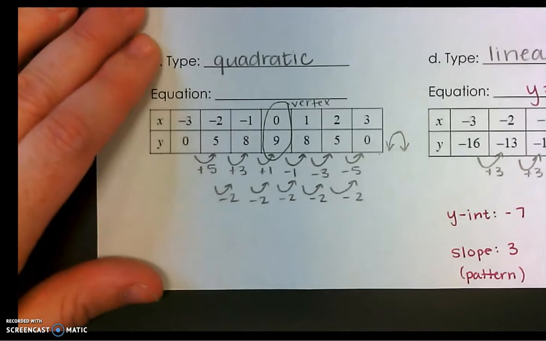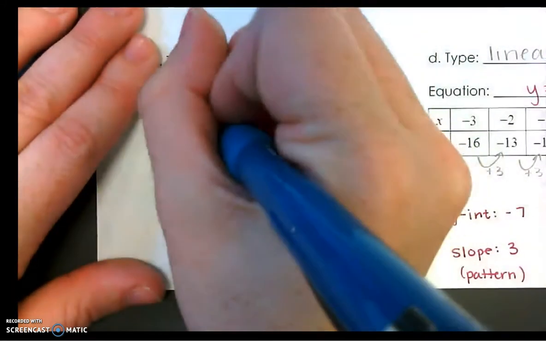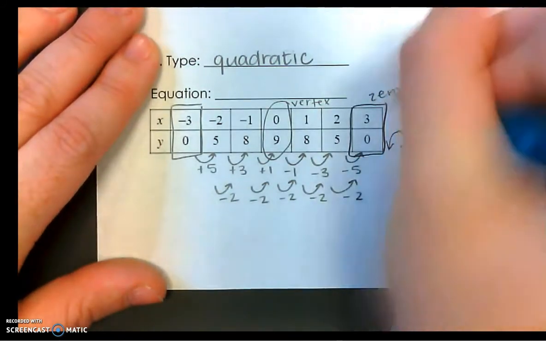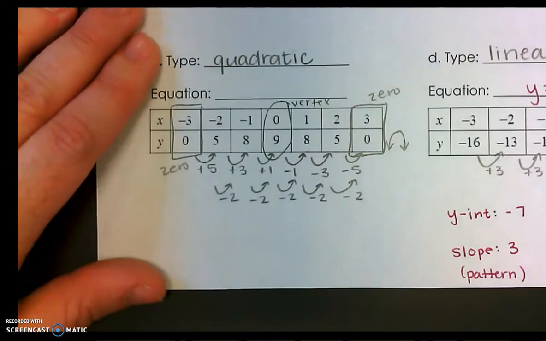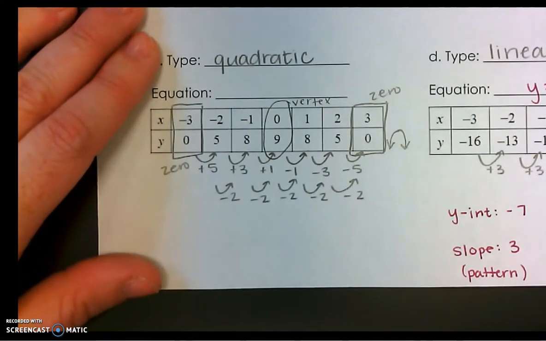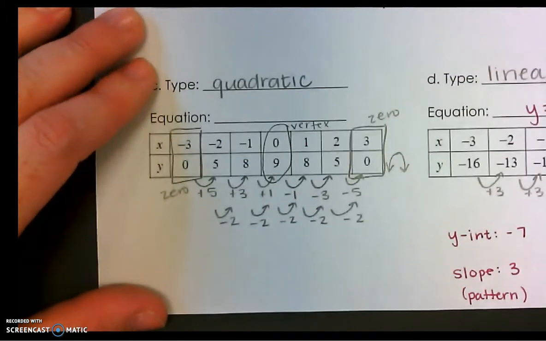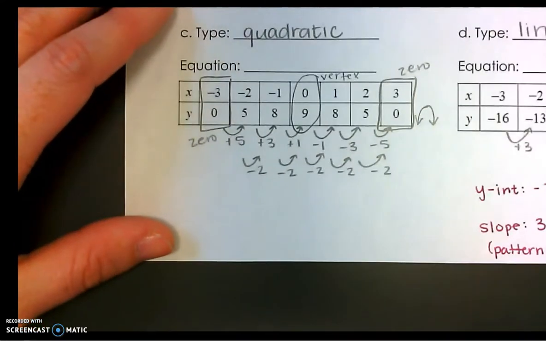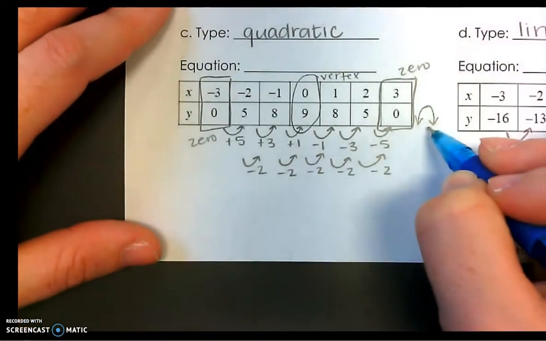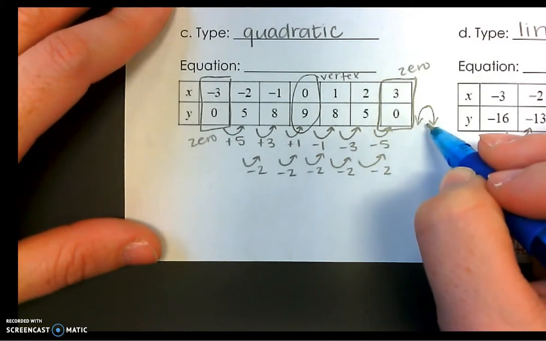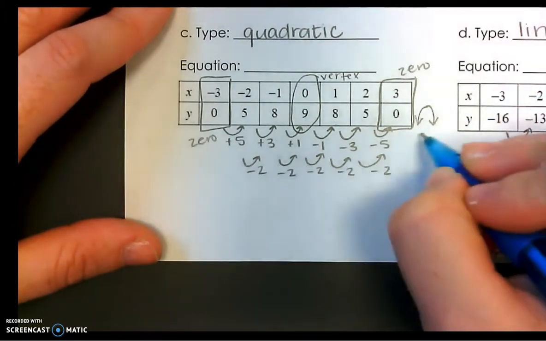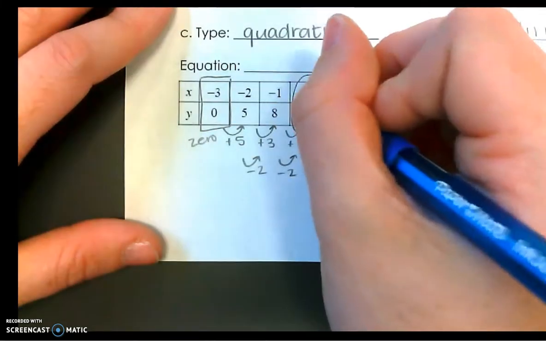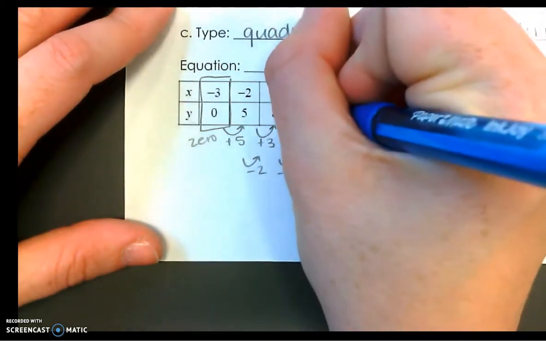If I wanted to use the zeros, that's where the y's are 0. So my zeros are negative 3 and 3. But I'm going to use the vertex method. I might try to show you both on the same problem just so you can see that both will give you the same thing. Since it's this rainbow shape, frowny face shape, that means my a is going to be negative 1. My vertex is at 0, 9; remember, that's your h and that's your k.